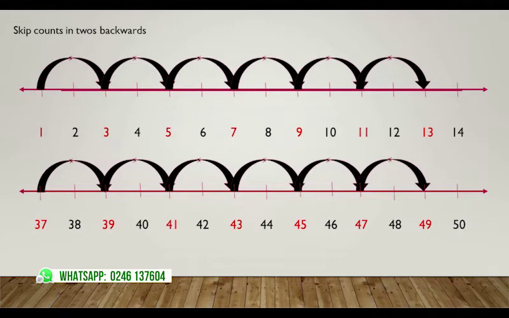Now on our next number line, we are starting our skip counting from 37. So from 37, we skip the next number, that is 38, to give us our next count, that is 39. We skip 40 to 41. From 41, we skip our next number to give us 43.